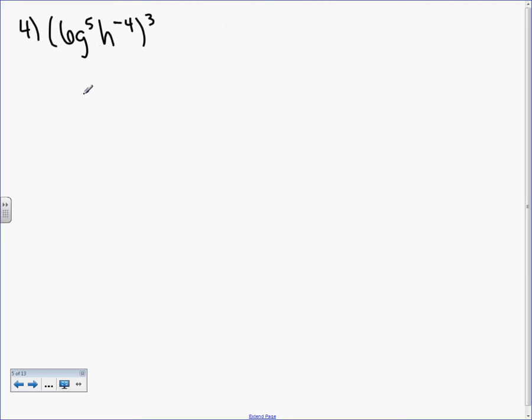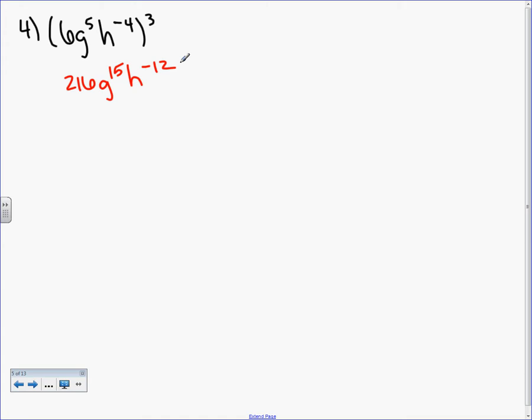What is 6 to the third? 216. It's going to be g to the 15, h to the negative 12. Don't worry about any properties right now. Just multiply it out. And then I pause and I'm like, okay, why is this not finished yet? I don't like to think about that until I've done one step at a time.